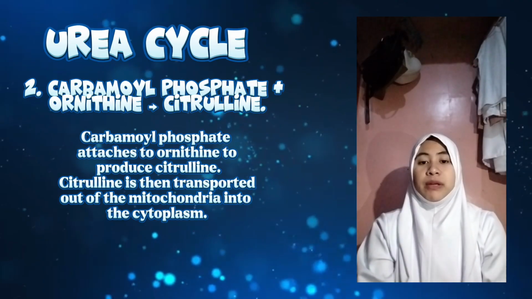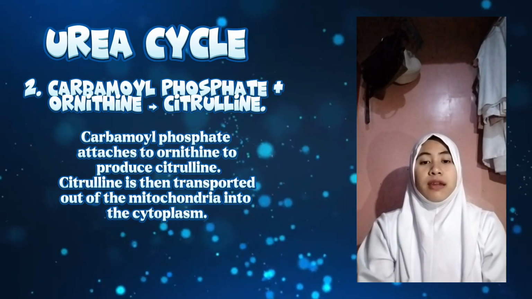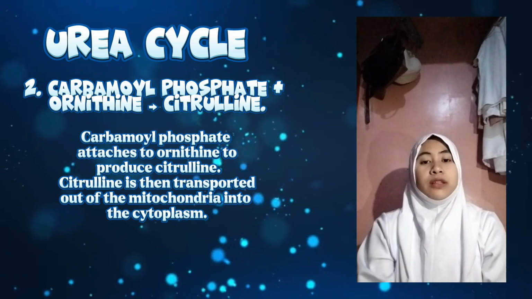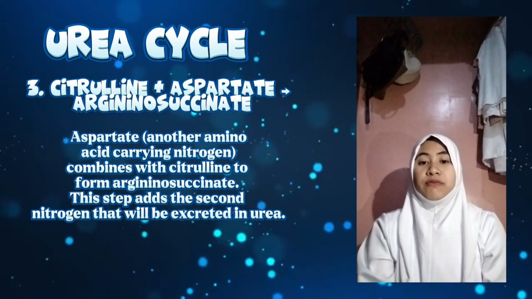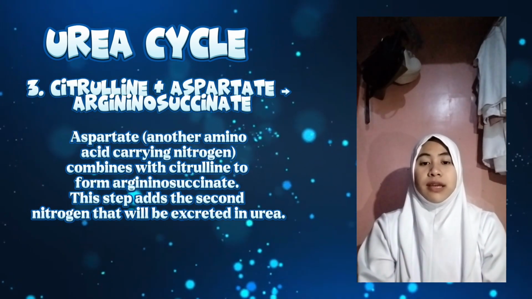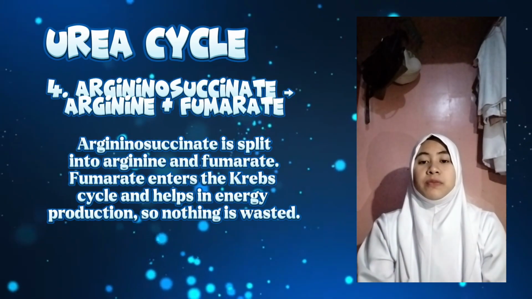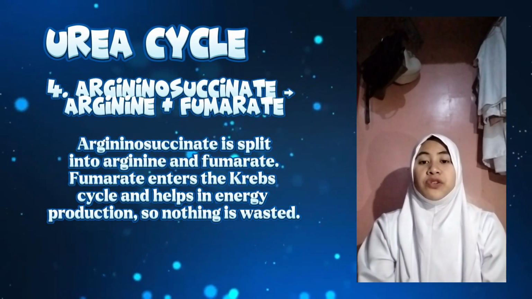When proteins and amino acids are broken down, they release ammonia, which is highly toxic if it builds up in the blood. To prevent this, the urea cycle converts ammonia and carbon dioxide into a safer compound called urea, which is then transported to the kidneys and excreted through urine.